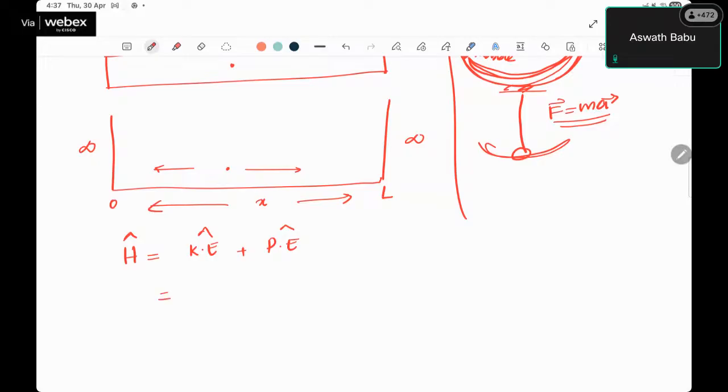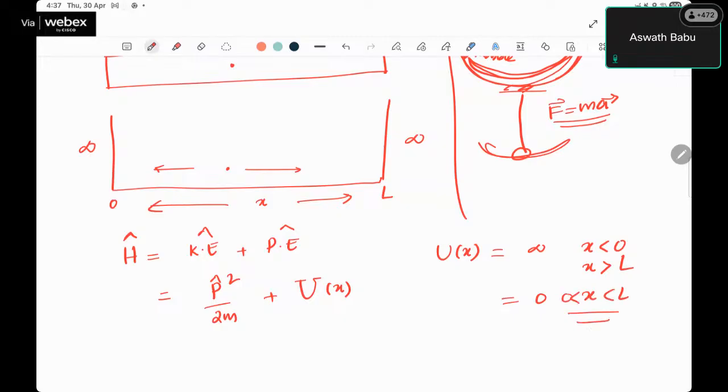So here, kinetic energy is represented as P squared by 2m, where momentum is P with a hat, plus the potential U of x. What potential is it? The potential U of x is infinity for x less than 0 and infinity for x greater than L, and it is equal to 0 for x between 0 and L. So that is the potential I have here. For such a potential, what is the dynamics of the system?